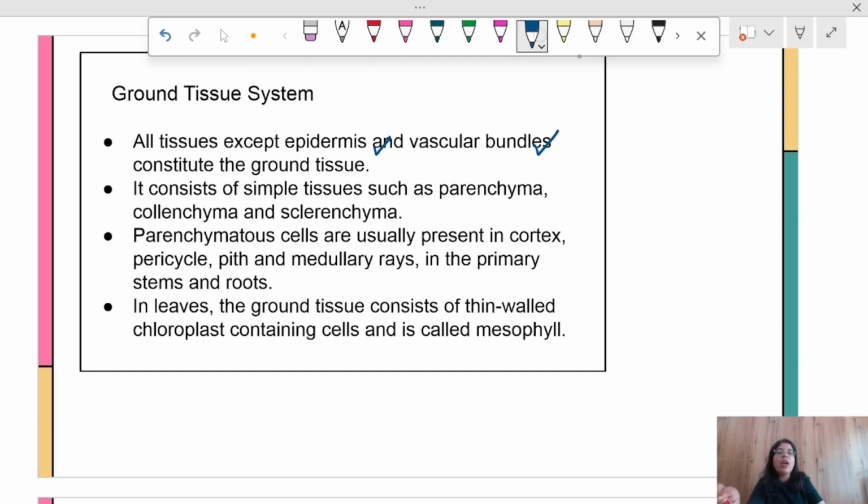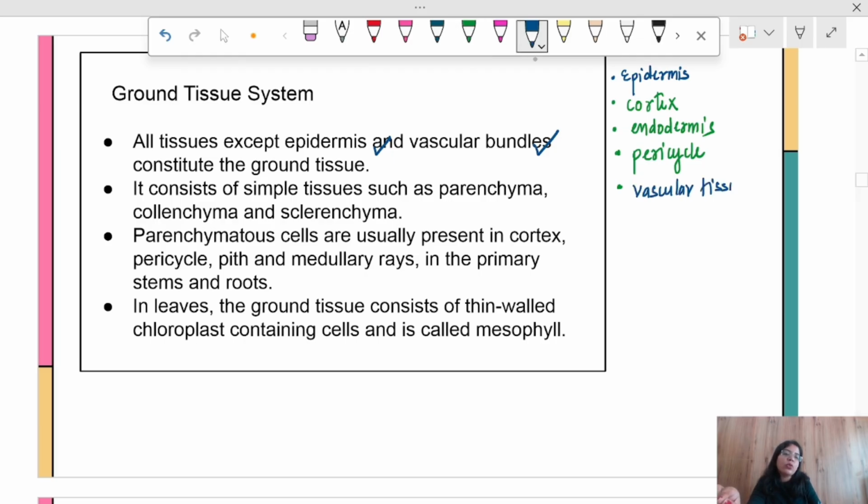I'll write about it. The outermost layer in the plant body is the epidermis. After epidermis, you are going to see the cortex. After cortex, you will see another layer which is called endodermis. After endodermis, you will see another layer called pericycle. And after pericycle, you will see vascular tissues. And then in the center you will see pith.